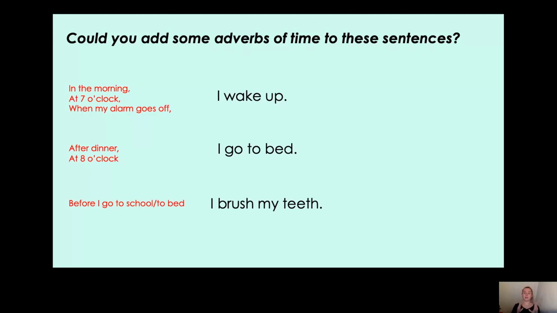Now we're going to leave adverbs of time for the time being and have a go at ordering some events chronologically, and then we're going to come back to adverbs of time and see if we can add them to help order our events.